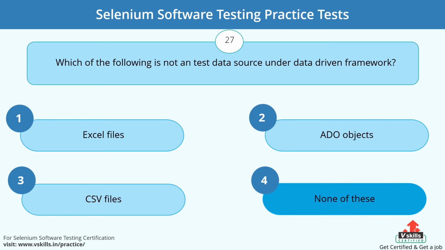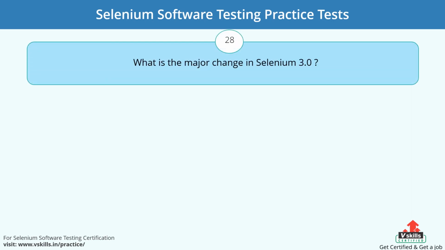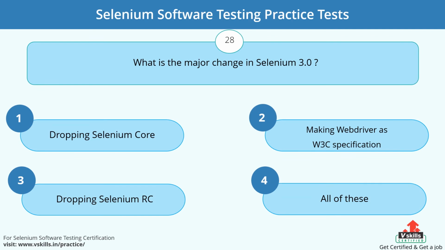Question number 28, what is the major change in Selenium 3.0? The options are A. Dropping Selenium Core, B. Making Webdriver as W3C specification, C. Dropping Selenium RC, D. All of these. The correct answer is option D.